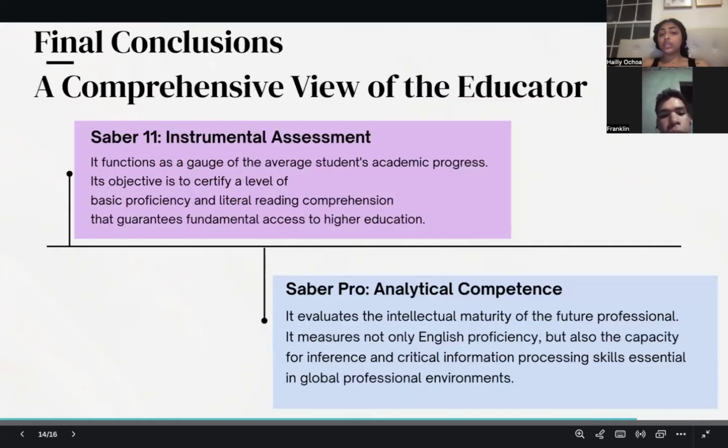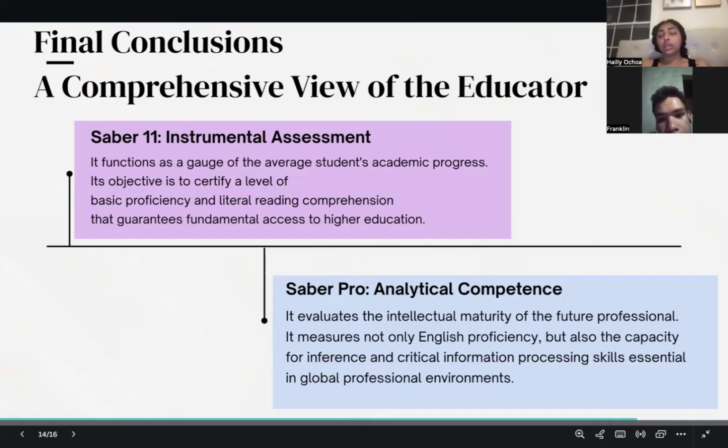Final conclusion is a comprehensive view of the educator. Saber 11 is an instrumental assessment. In function as a gauge of the average student's academic progress, its objective is to certify a level of basic proficiency and literal reading comprehension that guarantees fundamental access to higher education.